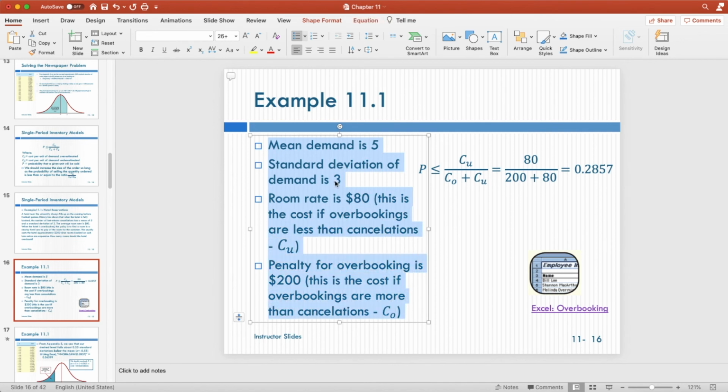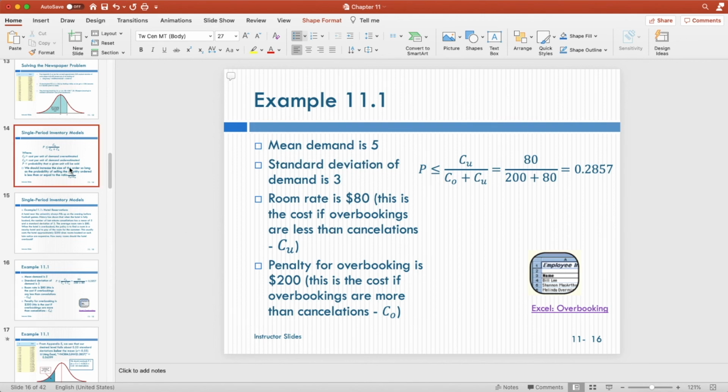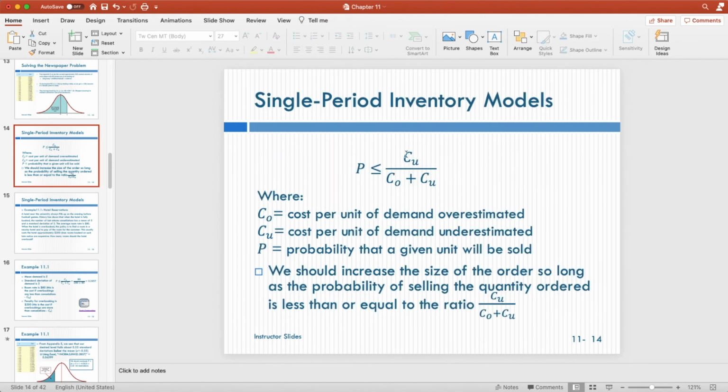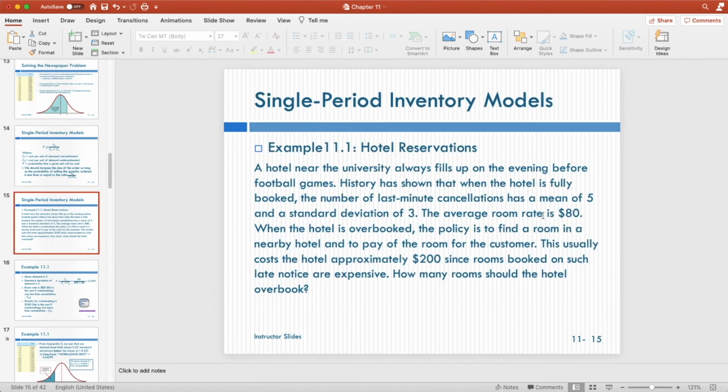So what is the mean demand of those late cancellations? It's 5. Very straightforward. What is the standard deviation? It's 3. Since we are talking about the cost of understock or cost of overstock, we already integrate these two things within our context.